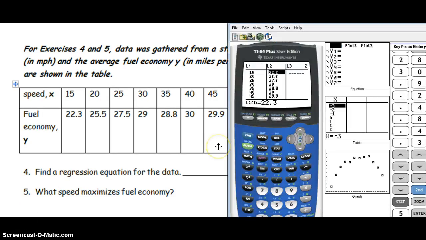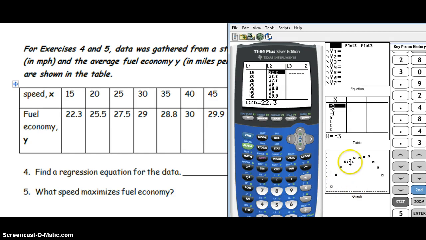Okay, so when you put in your data for L1, you should put the speed in for L1. That's independent. It matters how fast you're going. Your fuel economy will depend on how fast you're going. So the X is your speed, and your fuel economy is your Y for L2. Then once you put the data in, you should graph it.